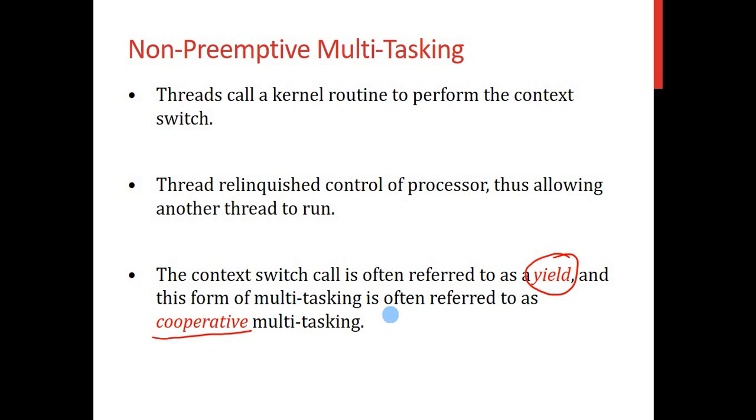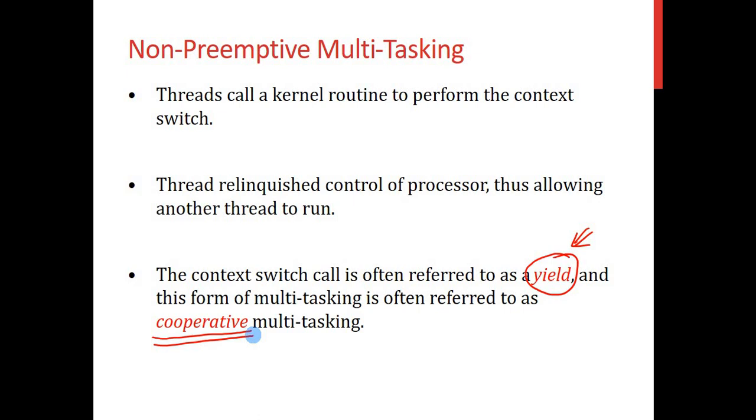Now, in terms of multitasking, there are two approaches. One is preemptive, the other is non-preemptive. In a non-preemptive context, the process that is currently running needs to call a yield function. When you say yield, it means you are voluntarily giving up the CPU, and that is also known as cooperative multitasking.